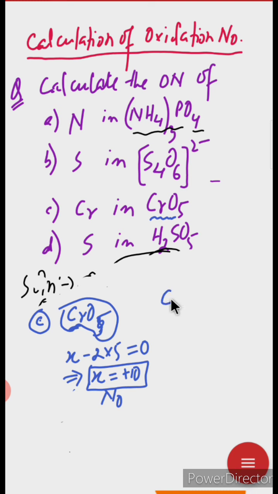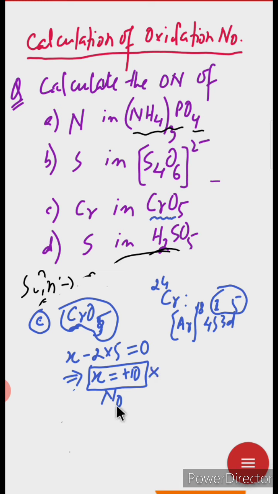Because chromium is 24, so we can write the electronic configuration of chromium like this: 18, and 4s1 3d5. So how many valence electrons of chromium are there? 1 plus 5, 6. So only 6 electrons can be removed from chromium, but in this case 10 electrons are removed, which is not possible. So this is wrong.